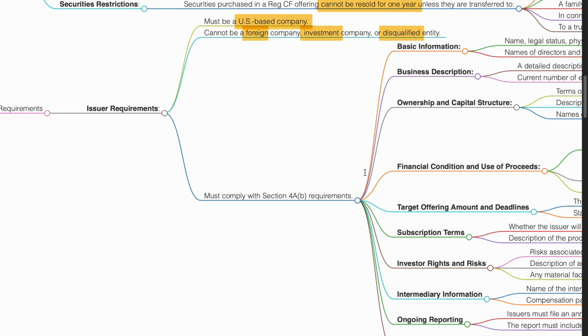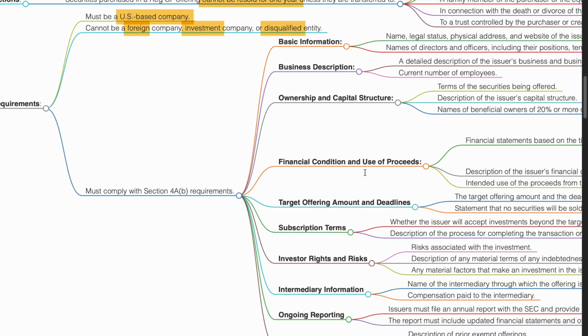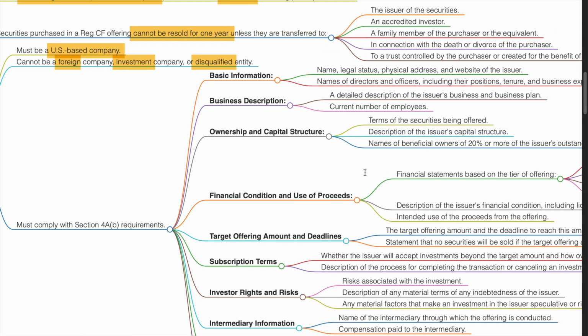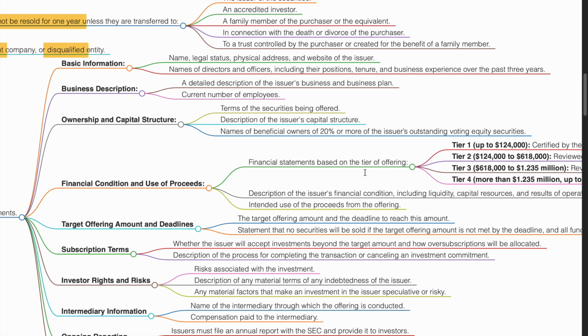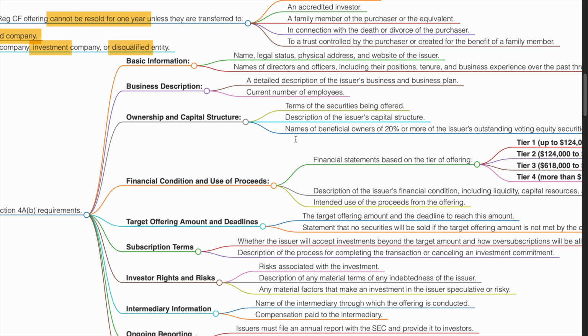Now, of course, we've got to comply with all sorts of requirements. Section 4(a)(6) is the portion of the Securities Act that effectively enables Reg CF. There are actually a lot of things here. I hope you'll appreciate that I'm not literally going to go through and read every single one of these, but I am going to touch on quite a few of them. So, for instance, we know that we're going to need to provide basic information on the company, the founders, the business structure and so forth, the description of the business, the capital structure of the business, things like that.